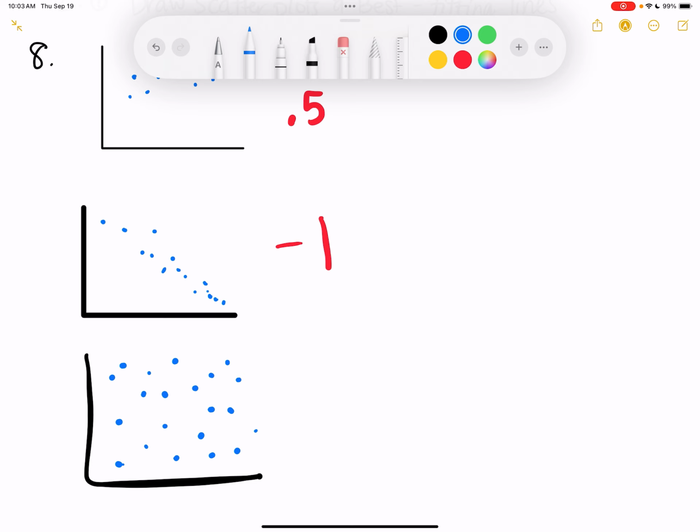What kind of slope does this have? All of them, 0, because they're just points.